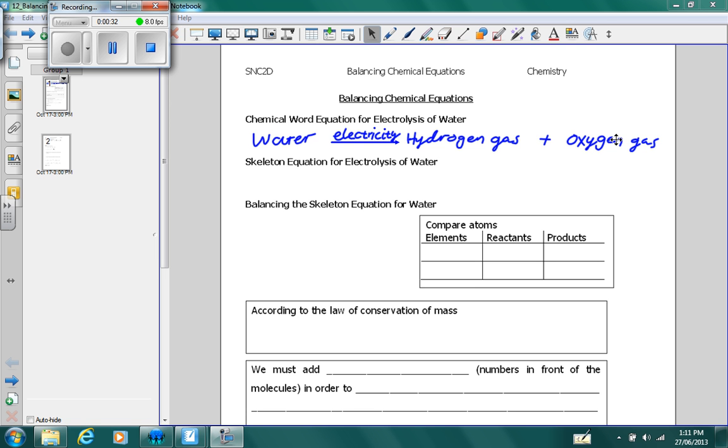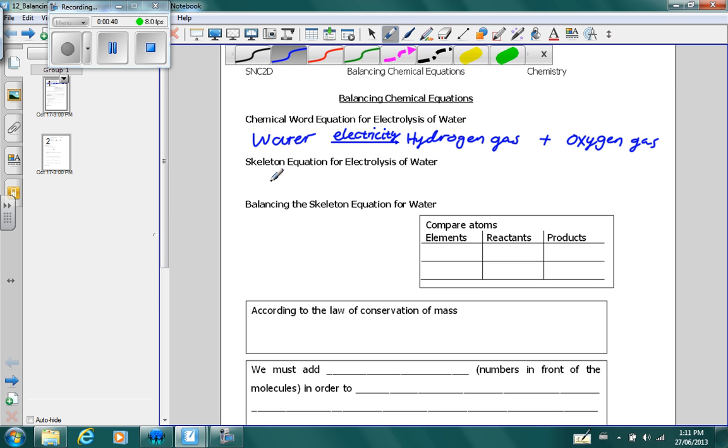The next step is to convert that to the skeletal equation. So all we're doing is changing the words into the formula. So water, as we all know, is H2O, 2 hydrogens and 1 oxygen. That is going to be in a liquid form. That's the common form for water at room temperature. The next thing we need to do is write in our arrow.